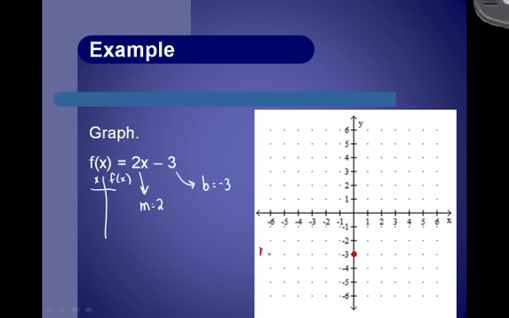The slope of 2 is the same as 2 over 1, which means every time we rise 2, we run 1, which gives us the 3 points we need to graph a line. If you check it, this ordered pair right here is where x is 1. If we plug in x is 1, we would get 2 times 1 minus 3, which is 2 minus 3, which is -1, which would give us the ordered pair (1, -1).